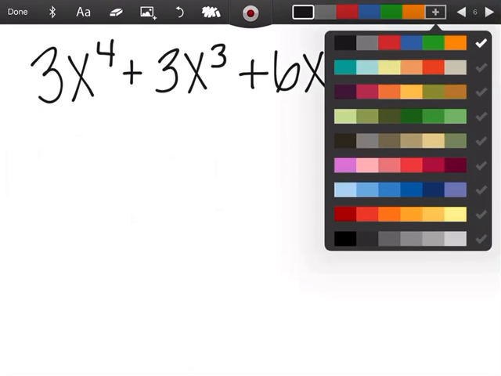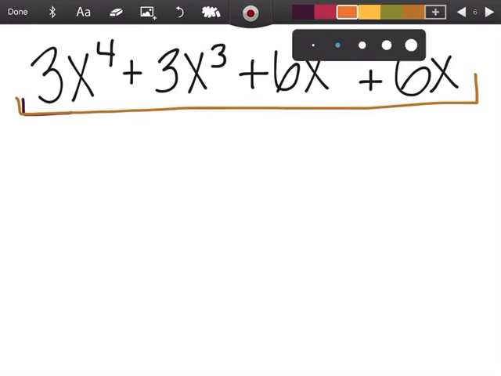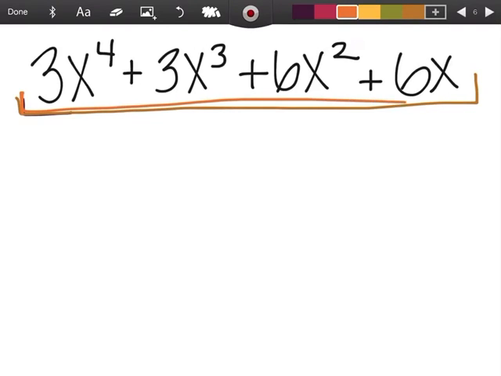So I need a new color. Let's do orange. So I'm looking, that's not orange, that's orange. Oh, it's kind of orange. Oh, this is the one that I wanted.